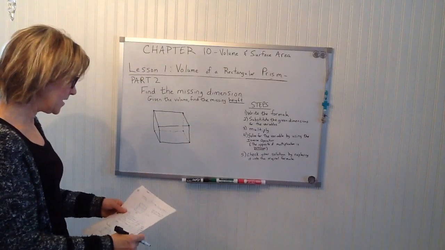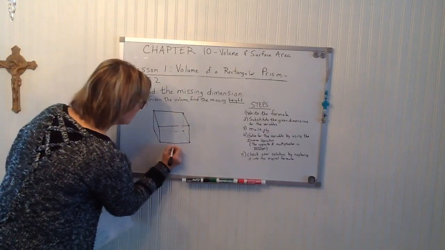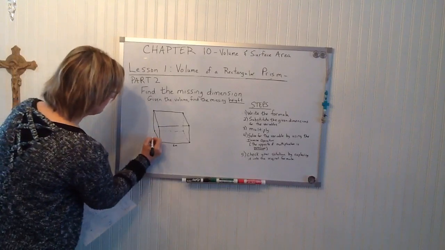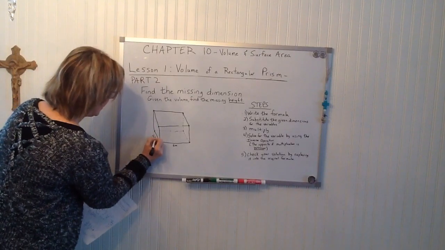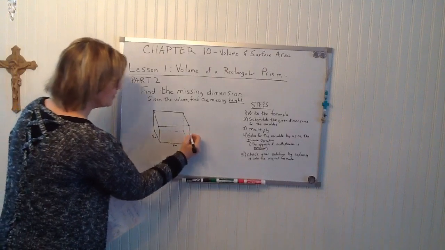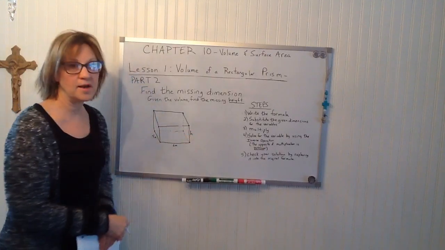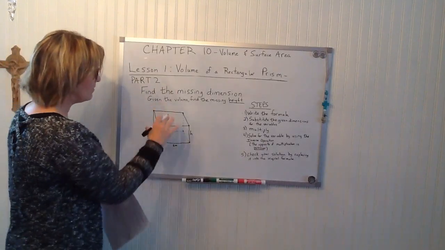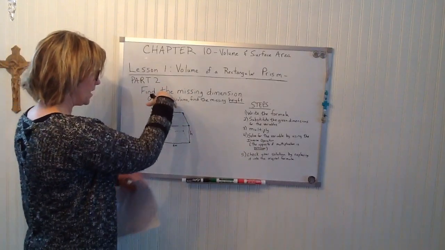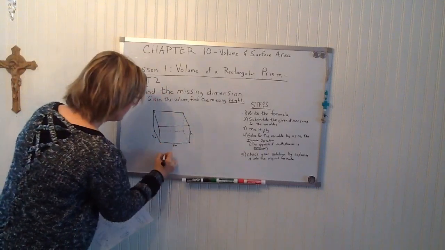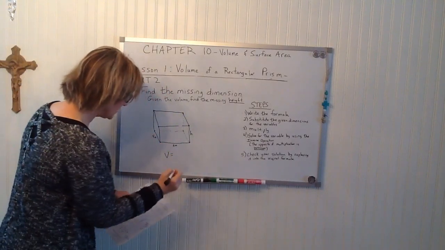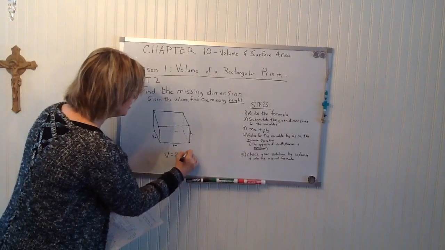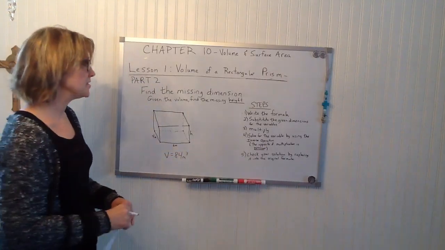I'm going to add some dimensions. The length here will be 6 meters. The width here will be 4 meters. And our height is from here to here. That is going to now become my missing dimension once I'm given the volume. So the volume, how many cubic meters would fit in here, the volume given to us is 84 meters cubed, or 84 cubic meters.